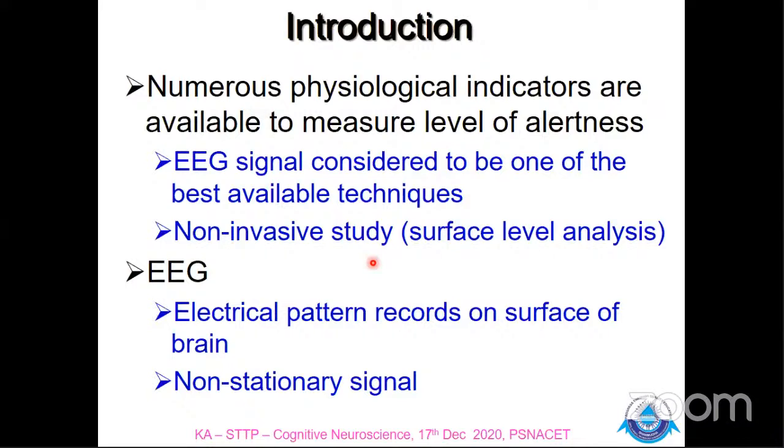EEG is an electrical pattern recorded from the surface of the brain. It is a non-stationary signal. What is the difference actually? Most of us with an electronics engineering background already know what periodic, stationary and non-stationary mean. Whenever we consider the ECG signal, ECG is an electrical signature generated from the heart. In the ECG signal, there is some pattern-like structure, the P wave and QRS complex. But if you see the brain signal, it does not contain any pattern.